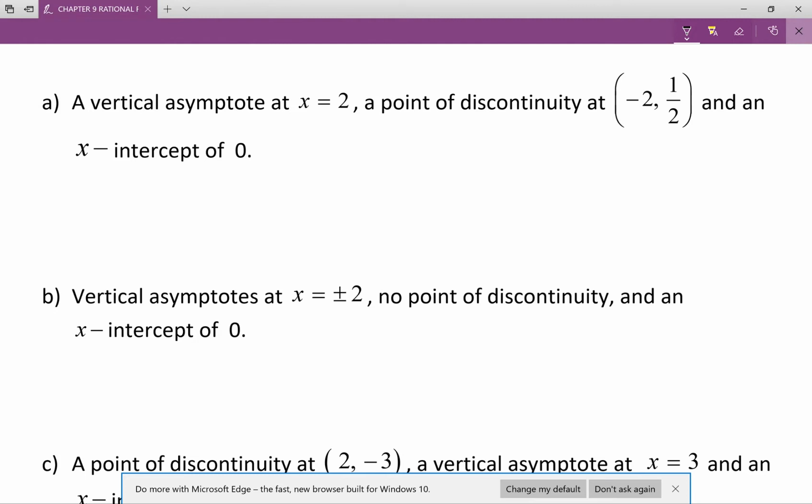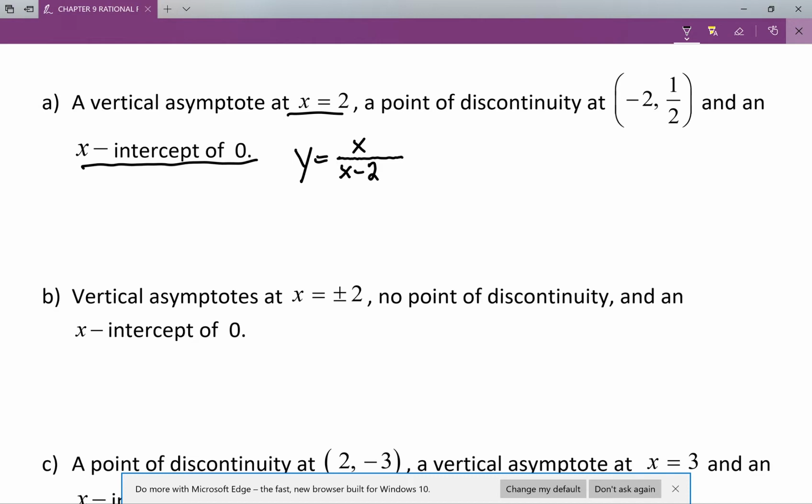The first thing that I'm going to do is look at that vertical asymptote. That vertical asymptote is going to give me the x minus 2 in the denominator. Then we look at the fact that my x-intercept equals 0. So that means that I'm just going to have an x value on top.